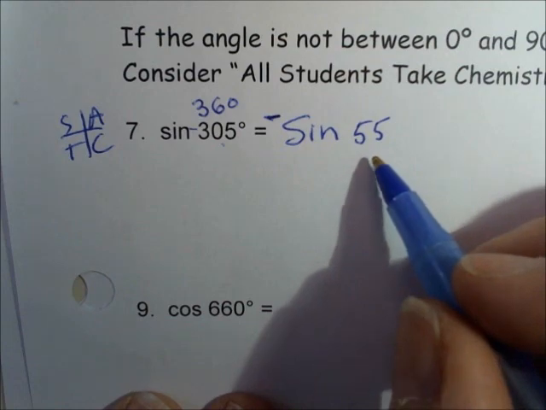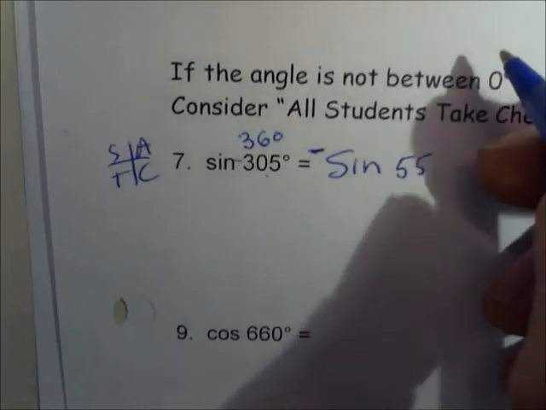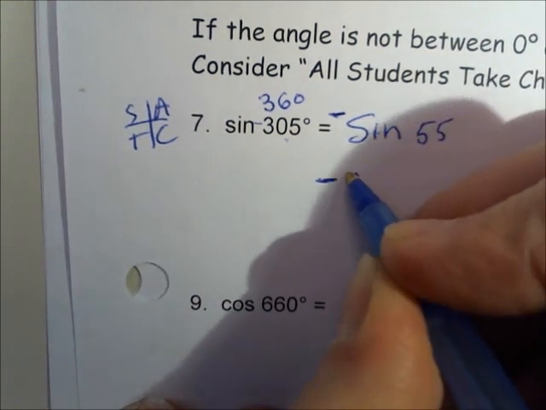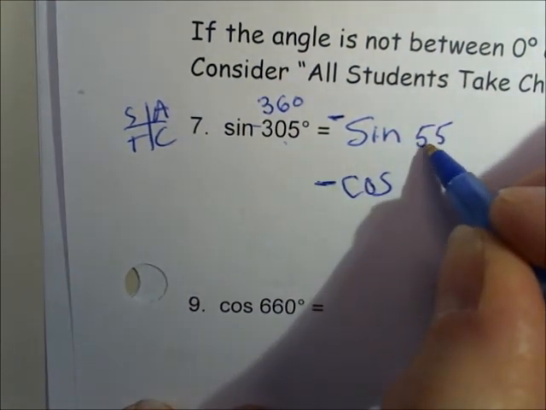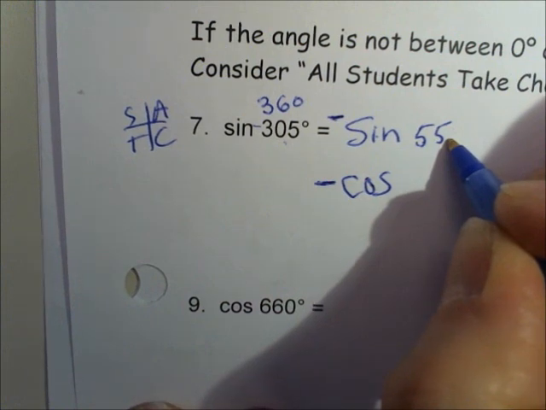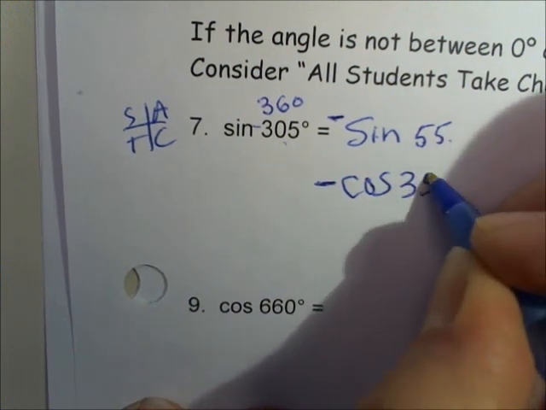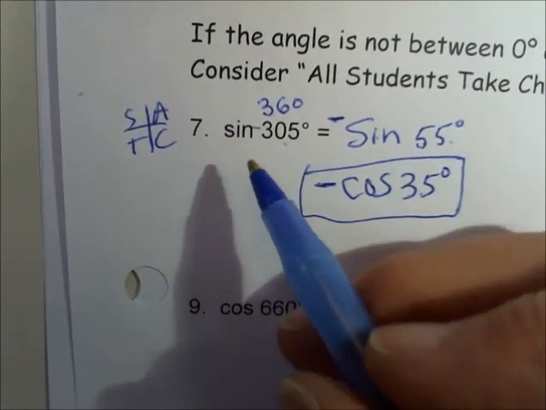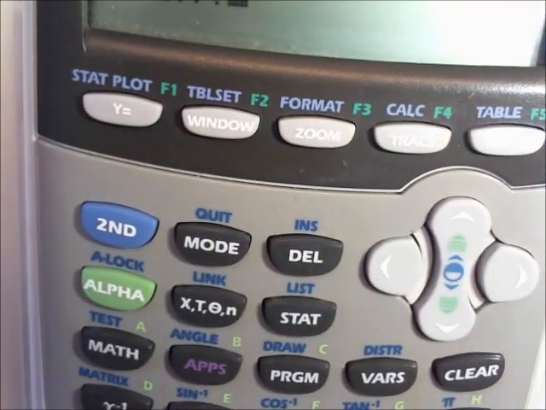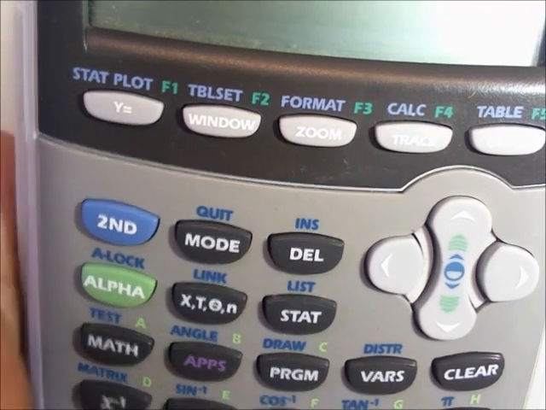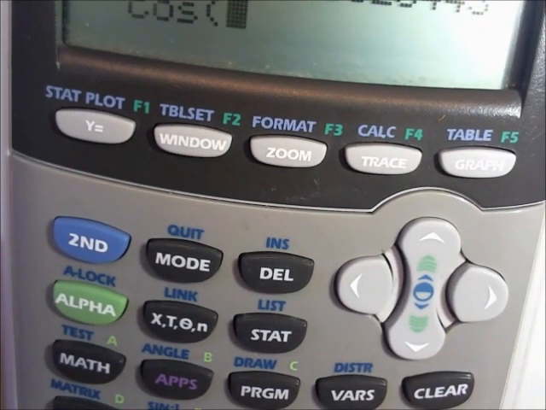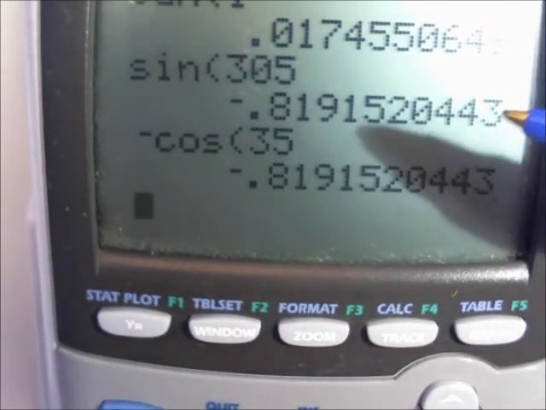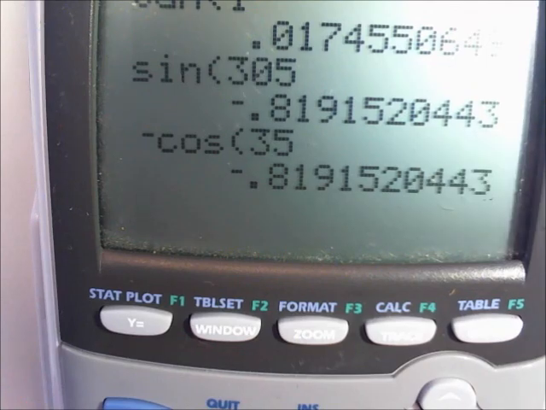And now the next thing we're going to do is treat it just like these problems up here. We're going to drop this down, and we're going to change sine into cosine, the cofunction, and 55 we're going to change into the complementary angle, which is 35 degrees. So there's our final answer. We're given a sine of 305. Let's see what the sine of 305 is. There you go. And then let's see what the negative cosine of 35 degrees is. Same exact thing. Sine of 305 and the negative cosine of 35.